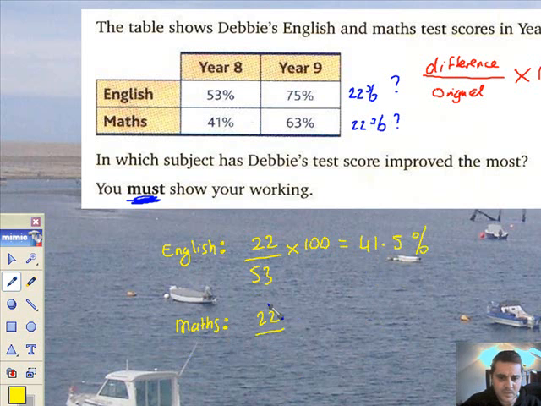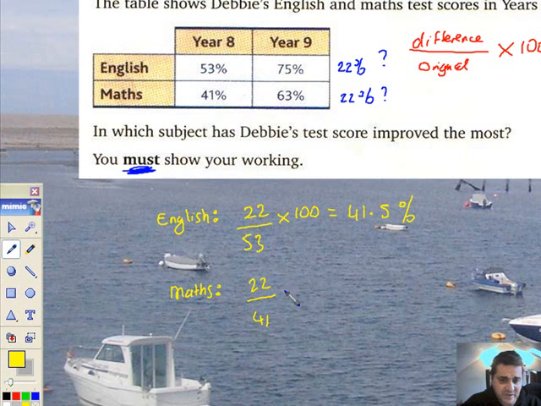Okay, so let's just test out the maths now. 22 again over the original 41. As you can see, that's a bigger fraction than that just by looking at it, times 100. Let's just do the maths on that. So 22 over 41 times 100. There it is. I've got myself, or rather Debbie's got herself, a percentage increase of 53.7%.